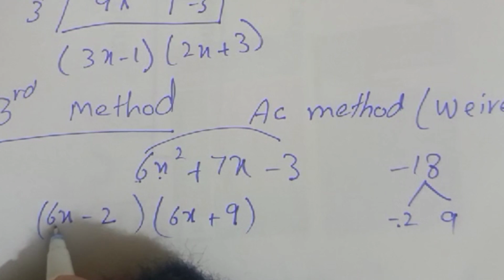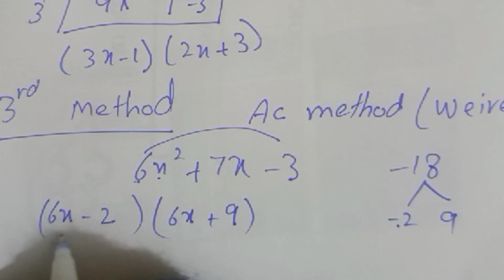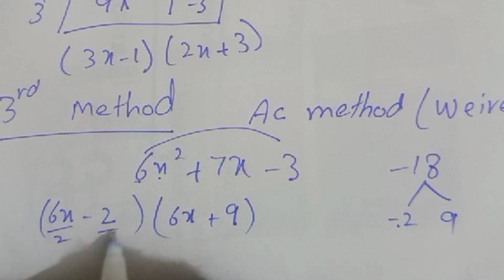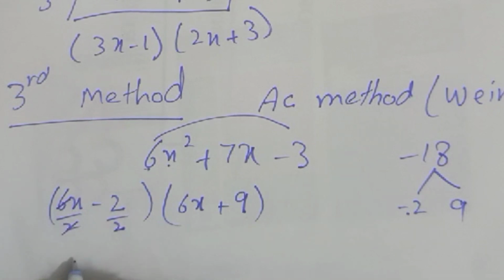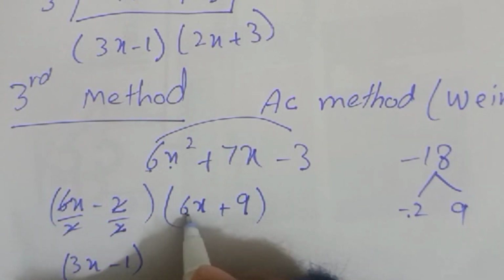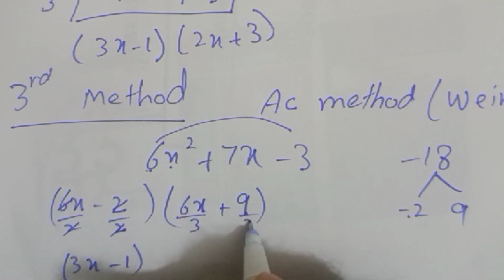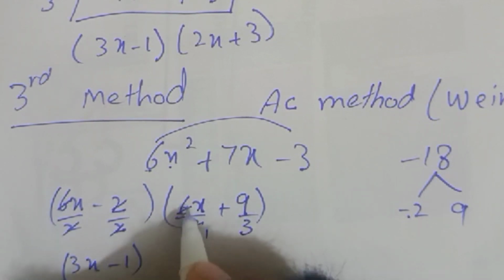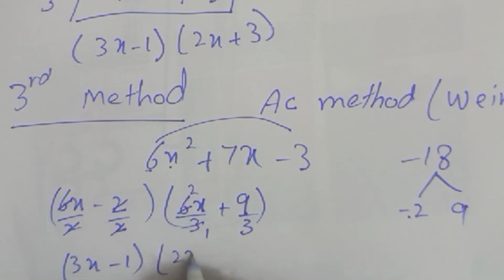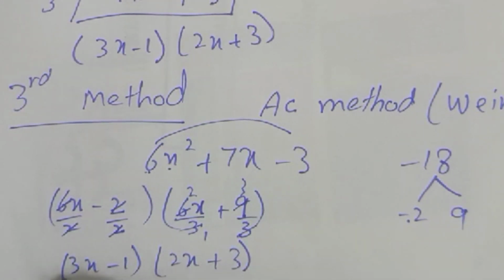Now look at this: the common factor of 6x and minus 2 is 2, so we divide this whole part by 2. After cancellation we get 3x and 1. Now the common factor of 6x and 9 is 3, so we divide this part by 3. After cancellation, this will become 2x and this is 3. So we get the factorization of our question by using the AC method variant.